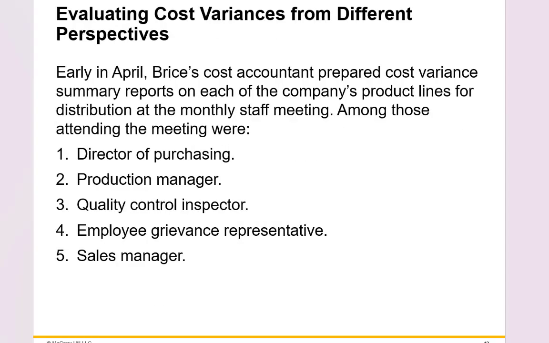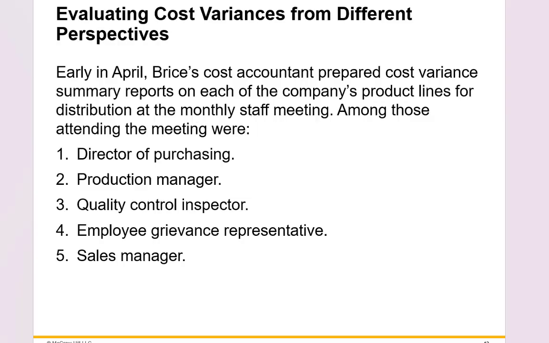All right, so looking at a different perspective, Bryce's cost accountant prepared cost variance summary reports, and among those attending the meeting is the director of purchasing: what was the cost of the materials? The production manager, essentially saying, how efficient are we? The quality control inspector: did it require rework? The employee grievance representative, essentially saying, hey, were the standards too high? Did we use too many? And looking at those perspectives.